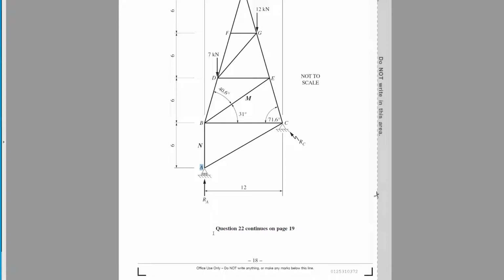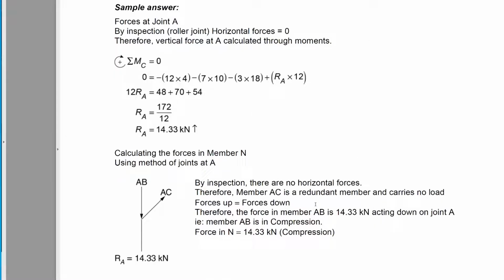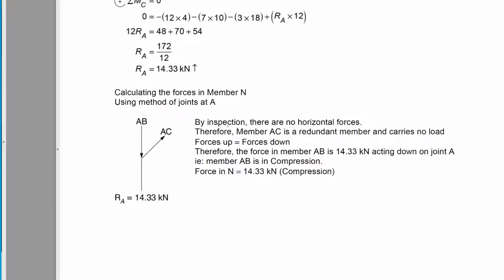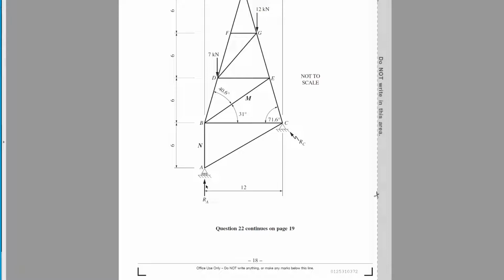What that means is that in the sum of the forces vertically, RA has to be the same as RN, and that's shown in this diagram here. If we say that AC is a redundant member, then we know that the vertical component of AB has to match the vertical component of RA, which is 14.3. Now, because RA is pushing up, RN will be pushing down. It will be pushing into the node, and if it's pushing into the node, it's in compression. So you can just write compression by observation. Okay, then it asks for M.